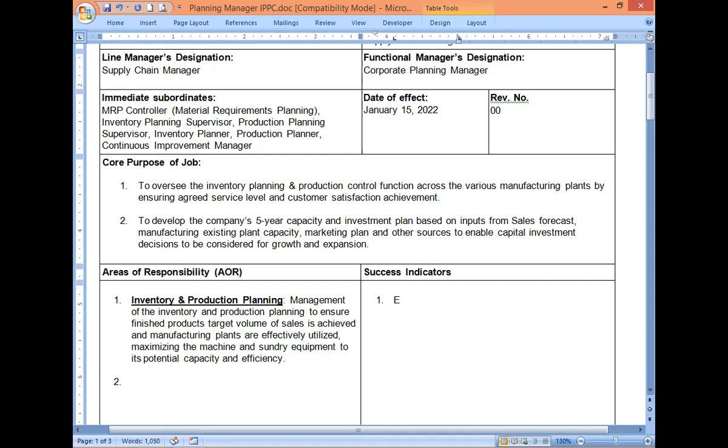So let's say effective and efficient. See, this goes hand in hand, the effectiveness and efficiency. When you're talking about machine or you're talking about people, workers, you always have this key performance indicator.